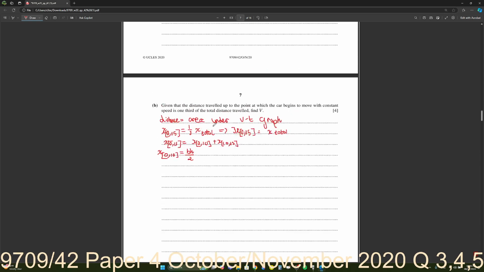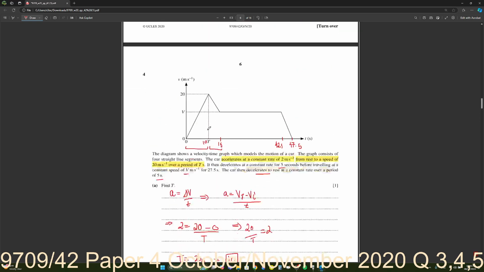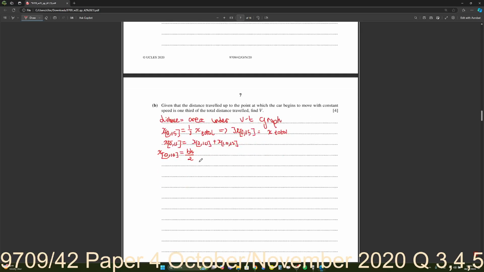Again, if you're watching this for the AS level, you don't need to mention formulas. But if you want to make your work cleaner, you might as well. So base times height over 2. The base is 10. The height is 20, right? So we're going to say 10 times 20 over 2. I'm going to actually write the fraction. 10 times 20 over 2, which is equal to 100. Then we're going to write on the side here.